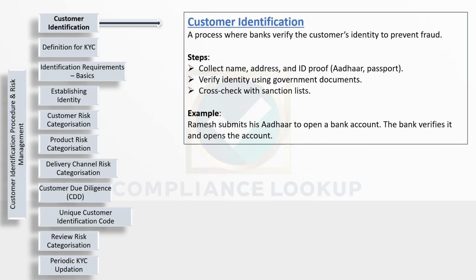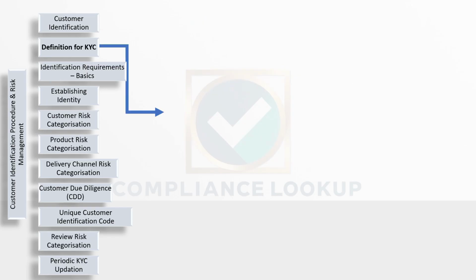I will take an example. Suppose a new customer, Ramesh, goes to a bank to open a savings account. The bank requires him to submit his Aadhaar card for identity verification and a recent utility bill for address proof. Once Ramesh provides the documents, the bank runs the information through its system and government databases to ensure that Ramesh is a legitimate customer.